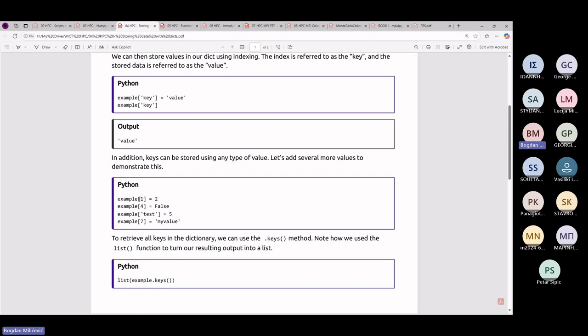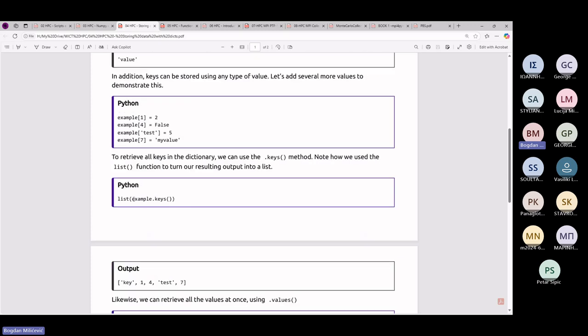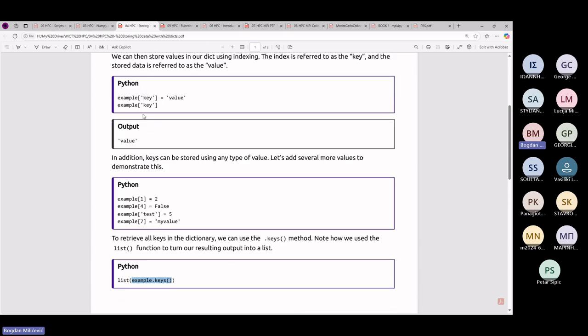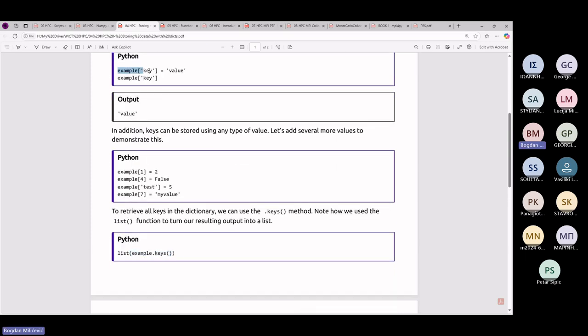And you can also have a mixture of keys. So any key that you would like to use, you can use. I mean, not any, but you can use numbers, you can use strings as keys. And what you store there at that specific key is up to you. So it can be numbers, booleans, or strings. If you're accessing only the keys, you will get keys 1, 4, test, and 7, and also key, which we had here. So we added multiple keys. The first key was key, then the second key was 1, then 4, test, 7, and so on.